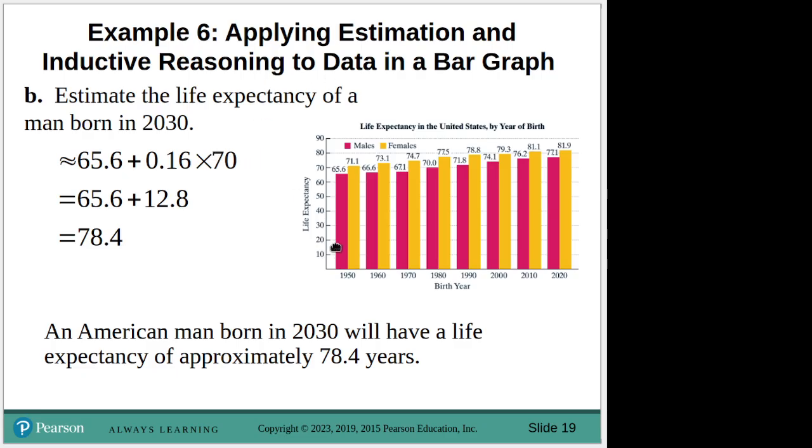And so this should be 80. And notice how I was counting. From 1950 to 2030 is 10, 20, 30, 40, 50, 60, 70, 80. And so we'll put 80 years here.